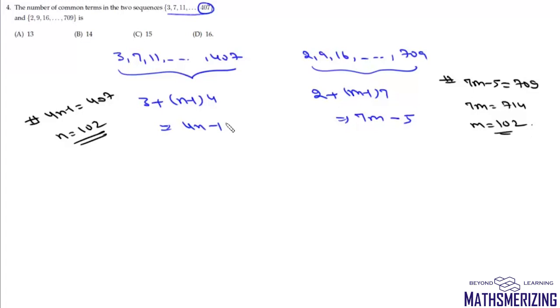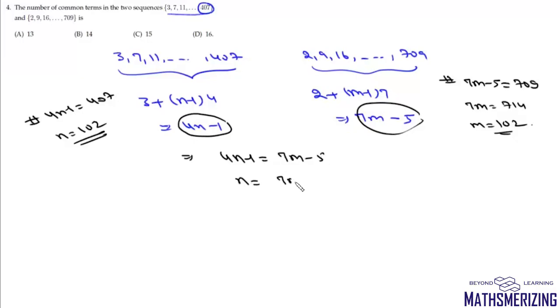Now we need the terms which are identical in both sequences. So that means we get this condition: 4n minus 1 must be equal to 7m minus 5. We can write n as (7m minus 4) upon 4, or n is 7m by 4 minus 1. Now we'll get an integral value of n when m is a multiple of 4. So we need to find how many multiples of 4 are possible for the second sequence.